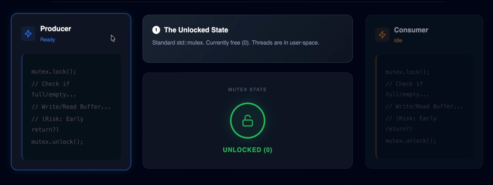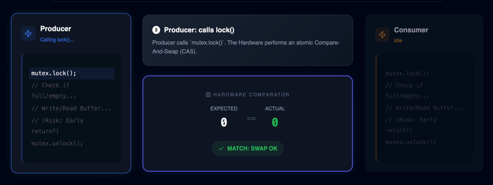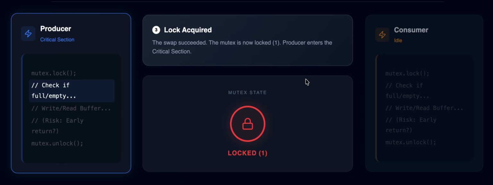We start with two threads, a producer and a consumer. The producer wants to enter the critical section, so it calls lock. Now look at the central panel. This isn't a simple variable assignment. The hardware prepares an atomic compare and swap. Under the hood, mutex uses a compare and swap operation at a really low level. So it expects 0 and the actual value is 0. So it's good to go for acquiring the lock and swaps it with 1. So now the mutex state is 1. It's locked.